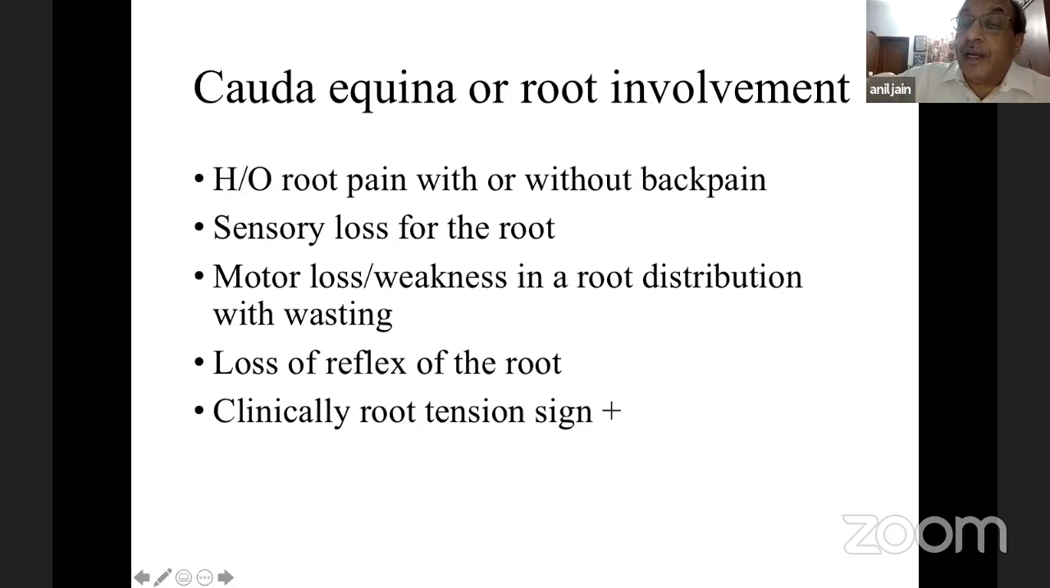It is only the medial side of the tibia, where L4 segment has a loss of sensation, or L5 has a loss of sensation, and motor loss also in the root distribution. And that is the characteristic example: L5 root is affected, EHL is weak. So this is the motor loss in the root distribution. There may be loss of reflex of that very root. If S1 is the offending root, then maybe the ankle jerk may be absent. And these patients may have a clinical root tension sign. So that's how root involvement can be differentiated from the cauda equina lesion. And this root lesion is typically seen in a prolapse disc disease.